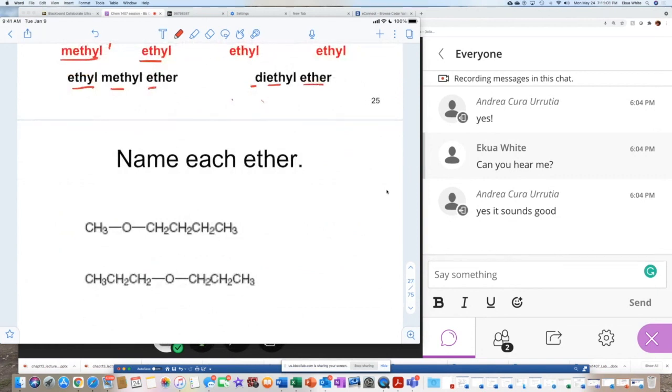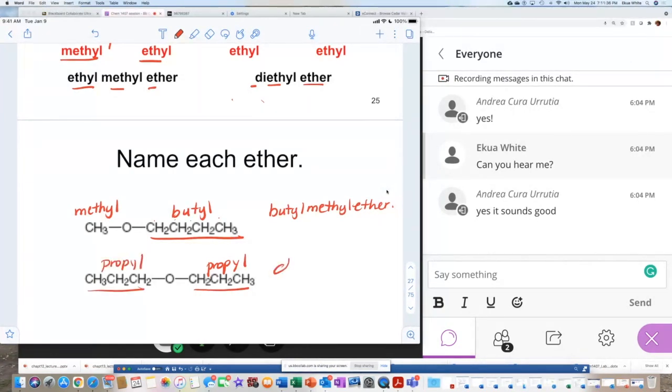Okay, we're going to do that here. We'll name this 1, 2, 3, 4. This is going to be butyl, and this is methyl. This is a common chemical. They actually call it methyl butyl ether, but anyway, butyl methyl ether. And then here we have 3 carbons, propyl, 3 carbons, propyl, dipropyl ether.